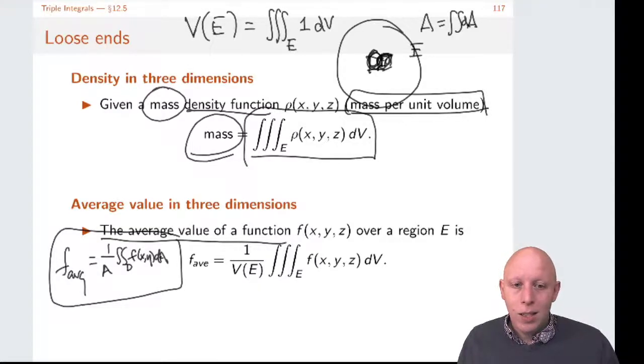All right, next time we're going to be talking about what happens if there are regions that are more like polar regions, but in higher dimensions.